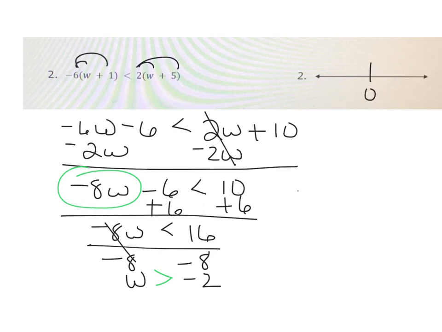I'm going to put 0 in the middle. I'm going to put -2 on the left. I'm going to put its opposite, 2, on the right. Greater than is an open circle. Greater than means bigger than, so that means I'm going to shade to the right.